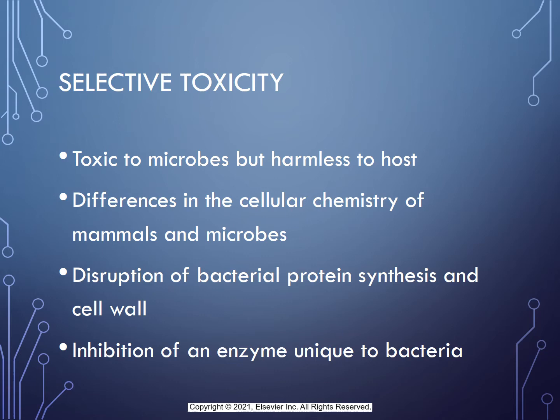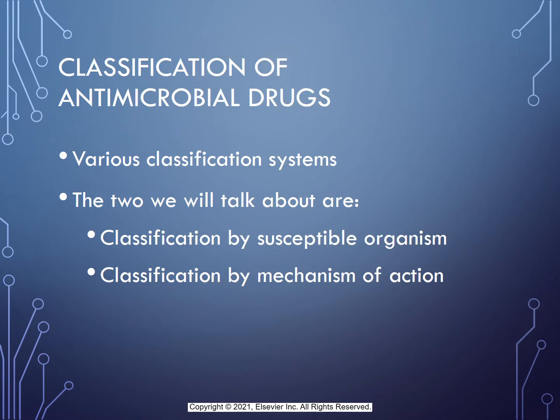This is due to the differences in cellular chemistry of mammals and microbes. And usually this works by disruption of bacterial protein synthesis and the cell wall, and inhibition of enzymes unique to the bacteria. There are different ways to classify antibiotics, which are susceptible organisms and mechanism of action. Today we're going to talk about both.